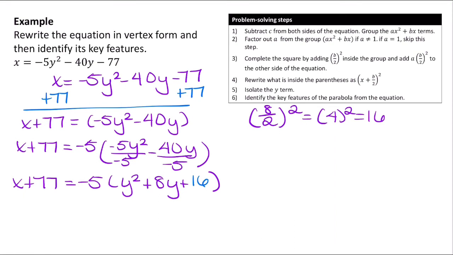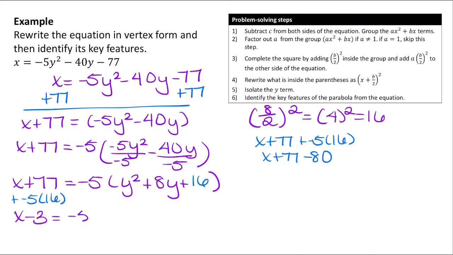But remember, I didn't just add 16. This is like a negative 5 times 16. So on the left side, I need to add negative 5 times 16 also. Okay, because that's how we balance everything out. Well, so this is basically like x plus 77 plus negative 5 times 16. So that's like x plus 77 minus 80. So on the left side, that's going to be x minus 3 equals negative 5 times, and then (y plus b over 2), so that's 4, so (y plus 4) squared.